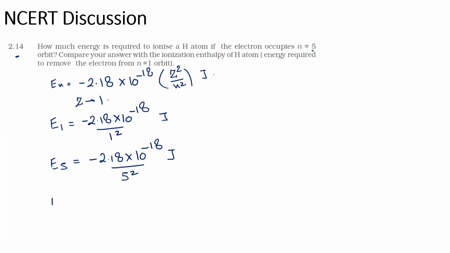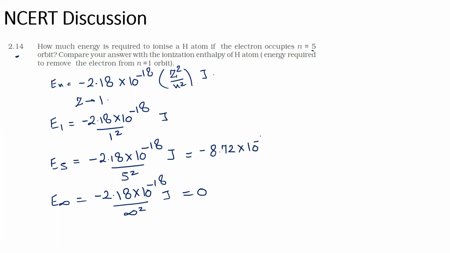If you remove an electron, the energy will be 0. So this is given by minus 2.18 into 10 to the power minus 18 divided by infinity square joules. This is going to be 0, and this is going to be minus 8.72 into 10 to the power minus 20 joules, and this is going to be minus 2.18 into 10 to the power minus 18 joules. Okay, so this is the energy of the electron in various orbits.